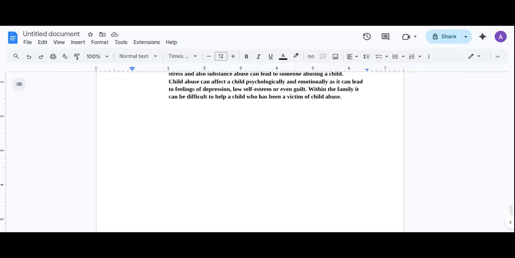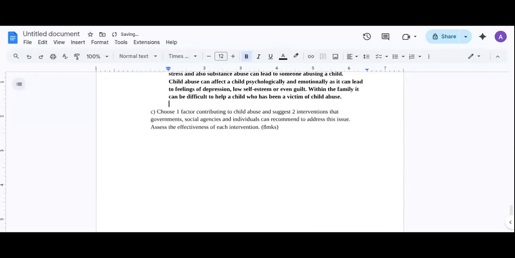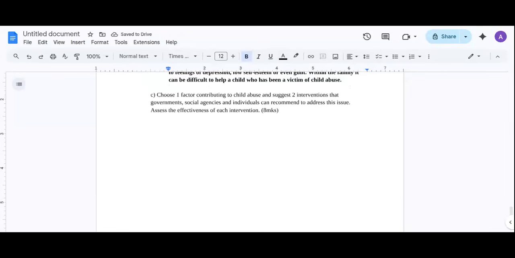Miss, because not all children will reach out to the appropriate authorities. Excellent. Very good. And the last part of that question: choose one factor contributing to child abuse and suggest two interventions that government, social agencies, and individuals can recommend to address this issue. Assess the effectiveness of each intervention.